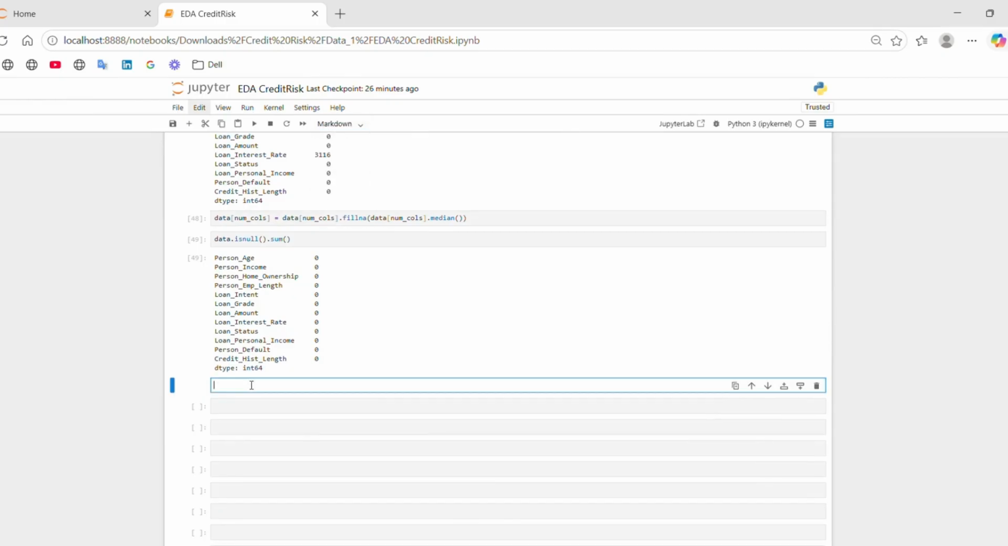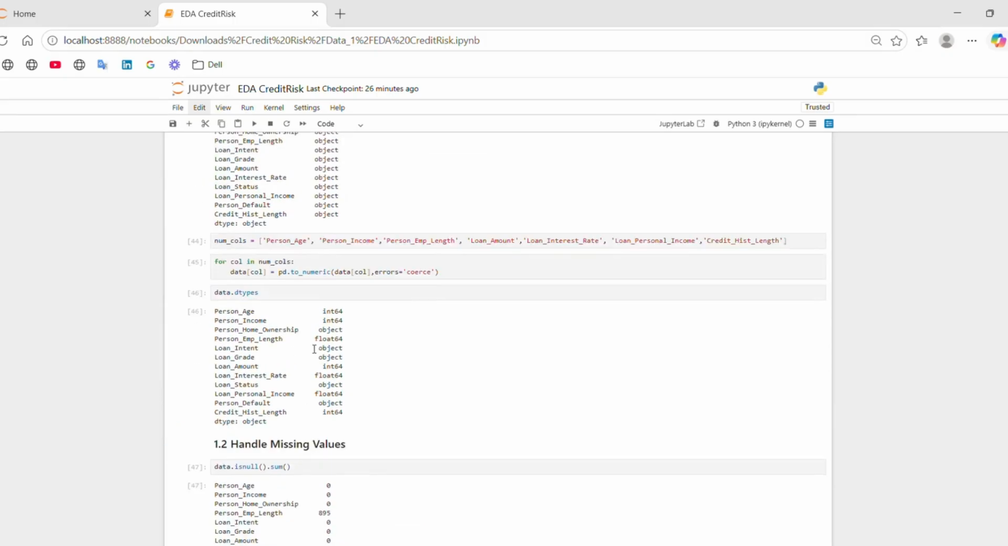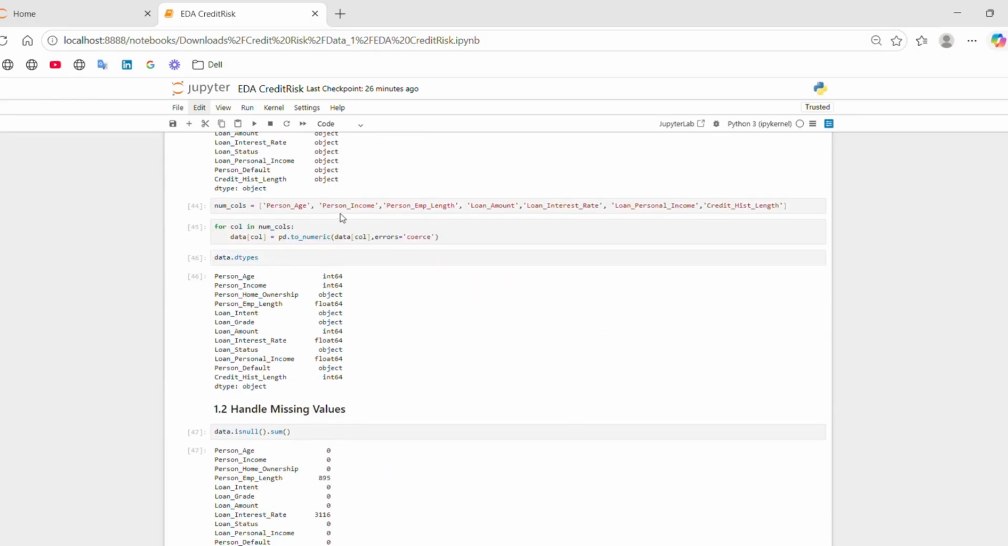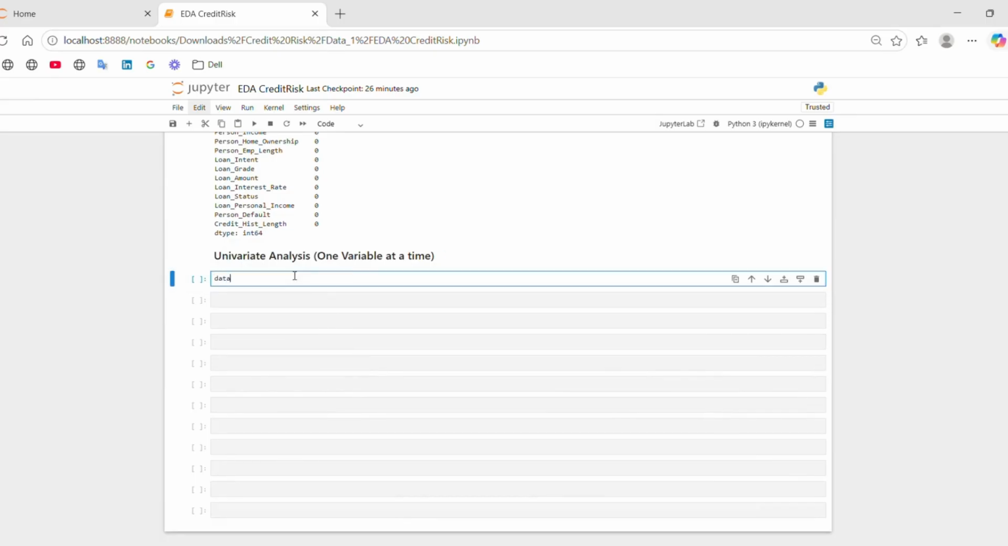Like we discussed in our previous discussion, we'll now do the univariate analysis. So I am discussing a few steps of EDA. Univariate analysis means one variable at a time. For this, let's pick up a variable called person income. We do have that variable, and let's see if we can figure out something from it.